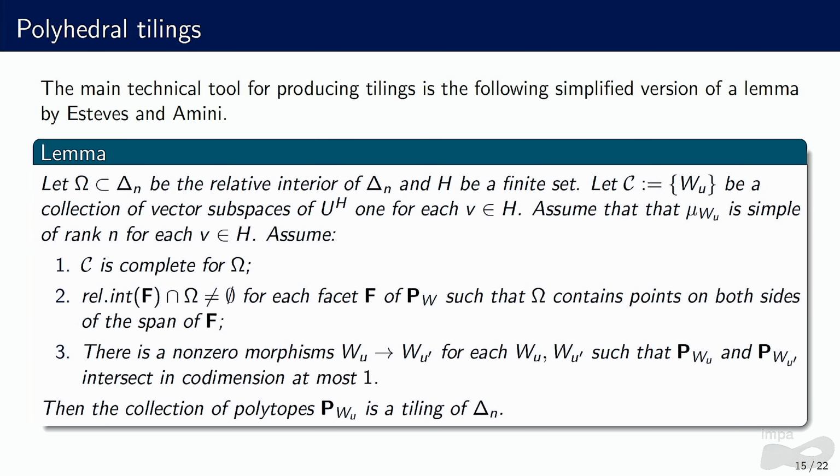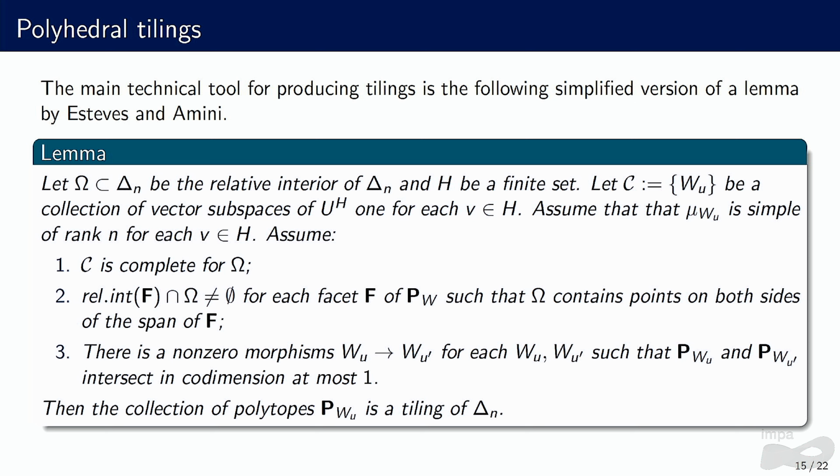And for producing polyhedral tilings from these families of vector spaces, we use this lemma by Esteves and Amini. This is a very simplified version of their lemma, which works in a very general context. It means that if I have a collection such that all the modular functions are simple, which is complete, and there are non-zero morphisms, which is not necessary. Let me not tell you what these morphisms are for now, but if we have this morphism between spaces such that the polytopes intersect in codimension at most one, then we have a polyhedral tiling of delta n.